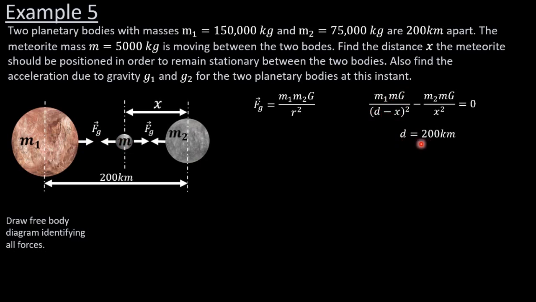So we're saying D equals 200 kilometers. If we did D minus X, we would get the distance between M1 and M, and that is this distance here. Okay, so we square that. That's what we use for the distance between M1 and M, and we have minus M2 times M times G over X squared. And X is the distance between M2 and M.